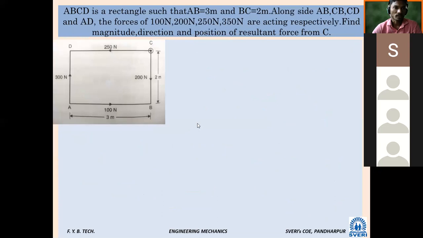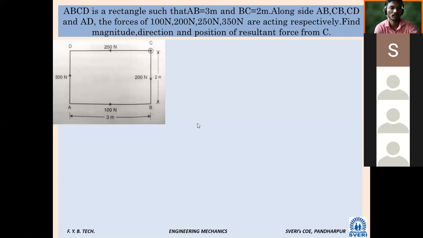ABCD is a rectangle such that AB is equal to 3 meter, BC is equal to 2 meter. Along the sides AB, BC, CD and AD, the forces are applied as shown in the figure. Find the magnitude, direction and position of the resultant force system with respect to point C.